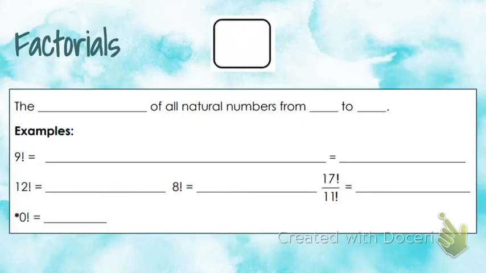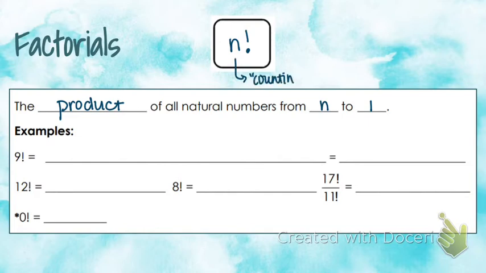Okay, so now that we have a little bit of experience with the fundamental counting principle, the next thing that we want to look at are called factorials. Factorials are the product, so that means multiplication, of all natural numbers from n to 1. And I forgot to write up here that a factorial looks like n exclamation point. And n can be any natural number, so counting numbers, not negative.